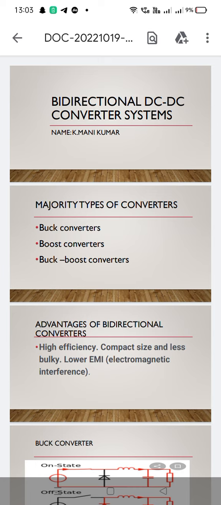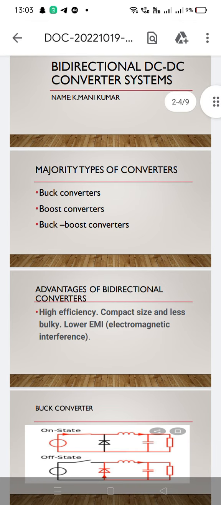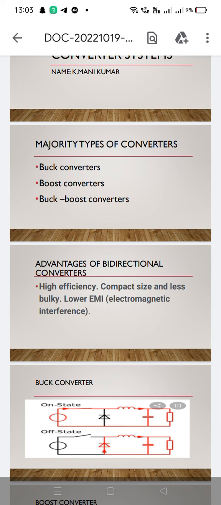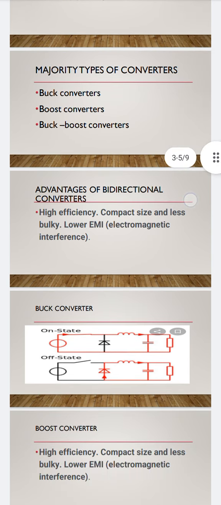Advantages of the bidirectional converters: high efficiency, compact size, less bulky, and lower EMI, electromagnetic interference. Efficiency will be higher in the bidirectional converter when it is used to achieve critical power conditioning.